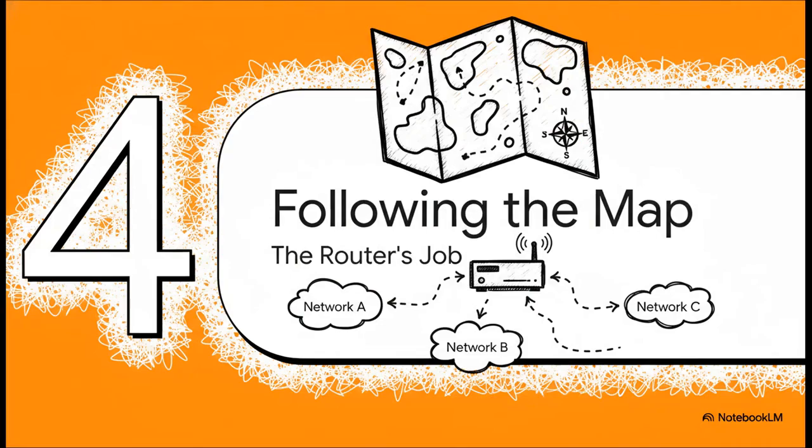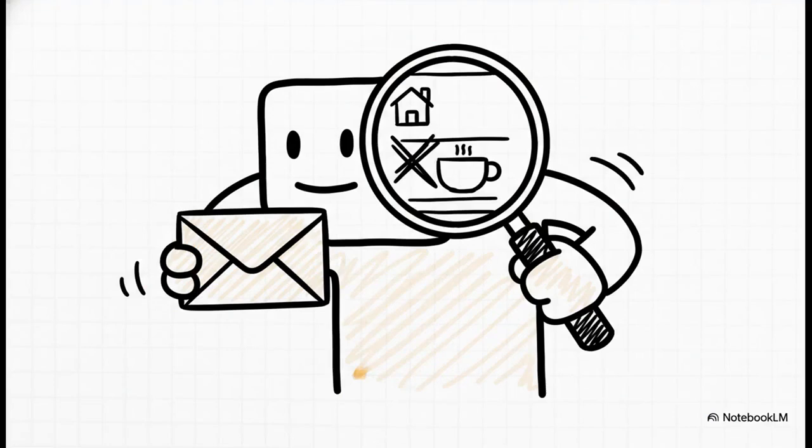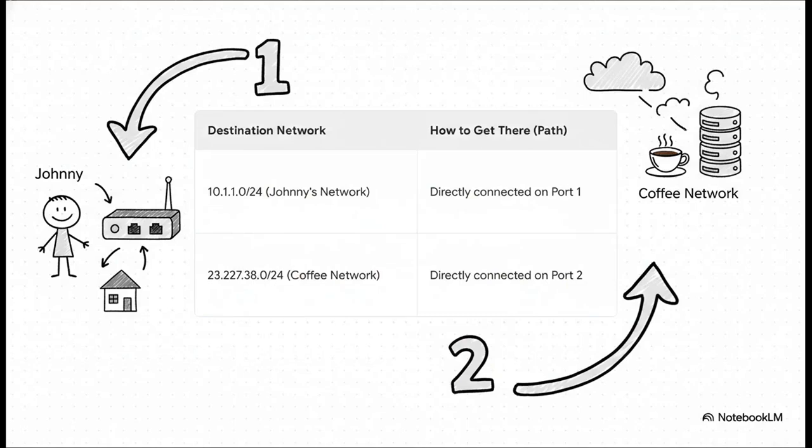Okay, this is where the real magic happens. The message has made it to the router, our gatekeeper. So how in the world does the router know where to send it next? Well, it has a map. When the router gets that packet from Johnny, it's kind of like a mail carrier getting a letter. It completely ignores the local delivery info, that MAC address that just got the packet to the router. Instead, it looks straight at the final destination, the big IP address written on the outside of the envelope, the coffee server.